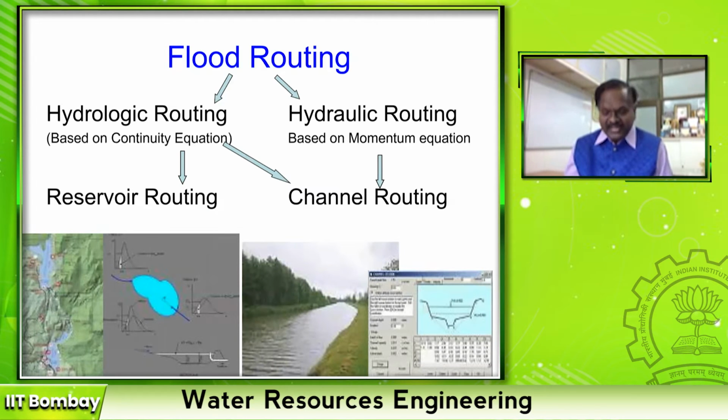So there I am balancing the continuity of flow from upstream to downstream, or continuity of mass between upstream and downstream. So when I use only continuity equation to route the flood from upstream to downstream, I call that hydrologic routing. But if it is a river reach, there is not much storage, right? So then how can I manage?